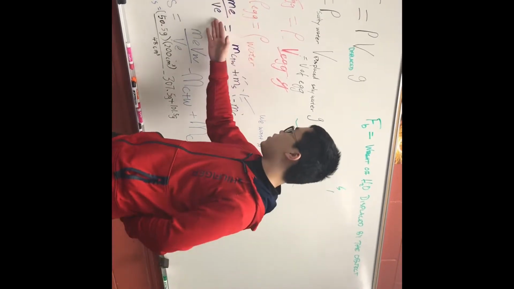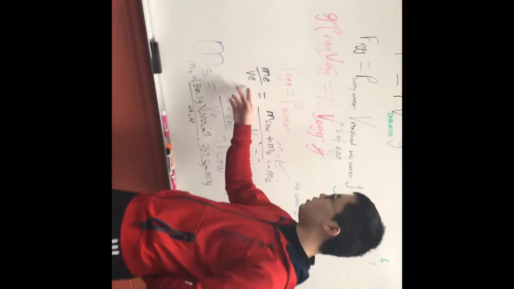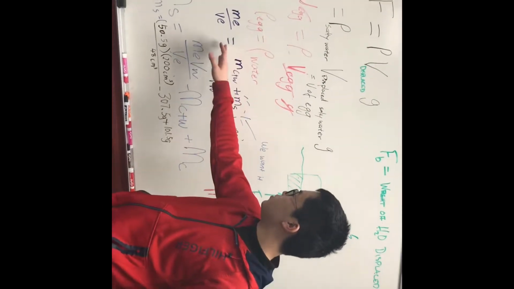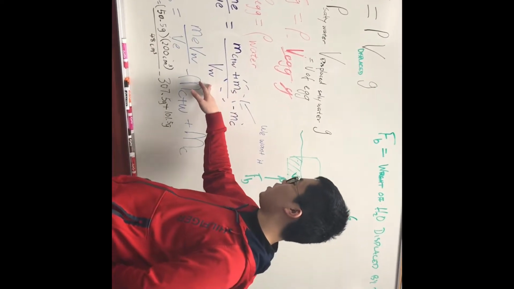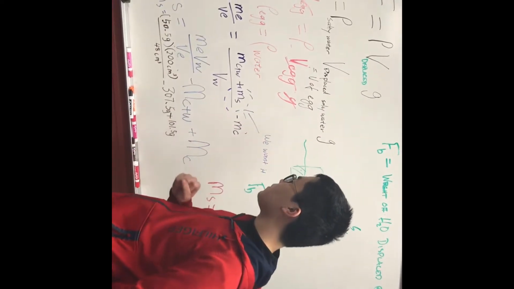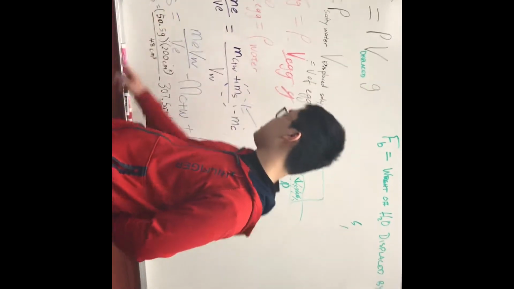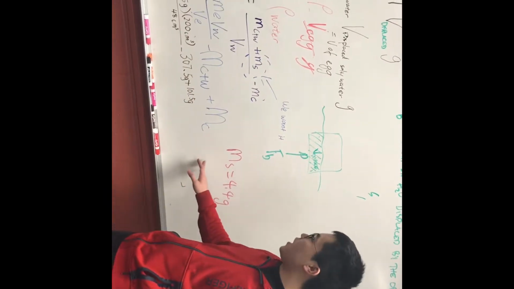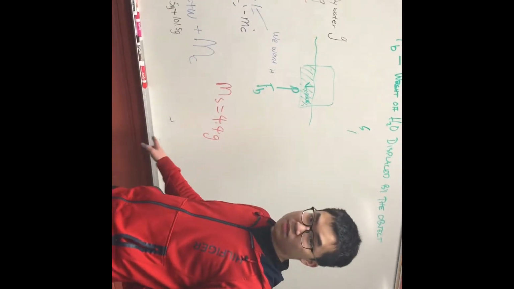And we transform the equation: the mass of the egg over the volume of the egg gives the density of the egg, and the mass of the water over the volume of the water gives the density of the salty water. What we need to find is the mass of the salt we need to add to the water. And from the equation, the salt we need to add to the water is 4.4 grams.